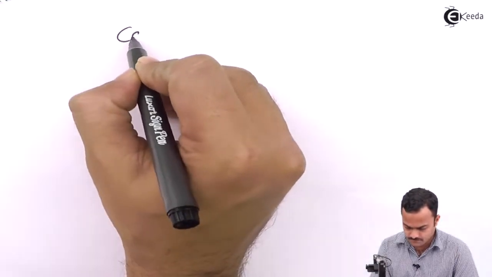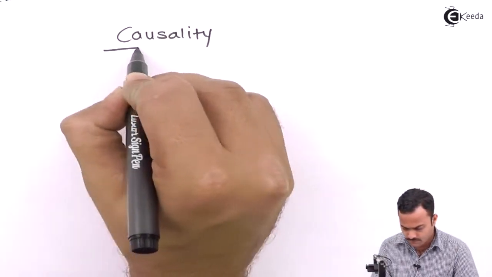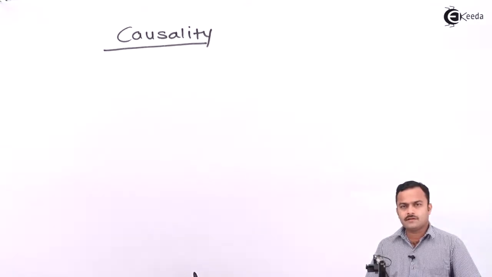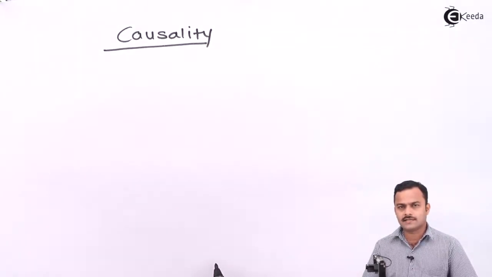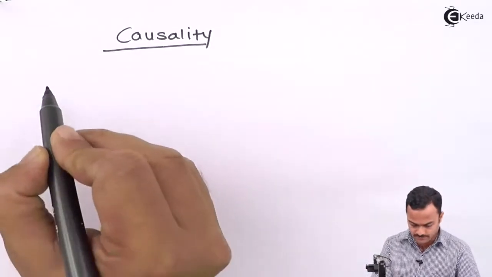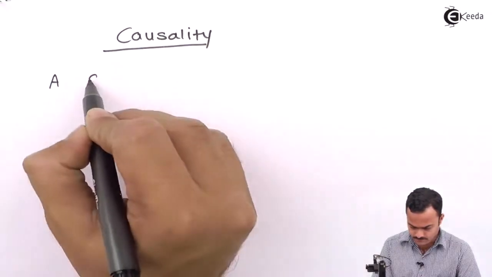Hi friends, in this video we are going to see the concept of causality and stability for a discrete time system. So first we will discuss the causality. As in the real time system we will have the signal whose response is possible when n is greater than or equal to 0. That type of system we call as a causal system. So the definition goes like this.